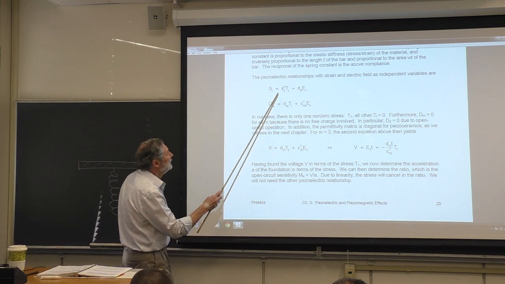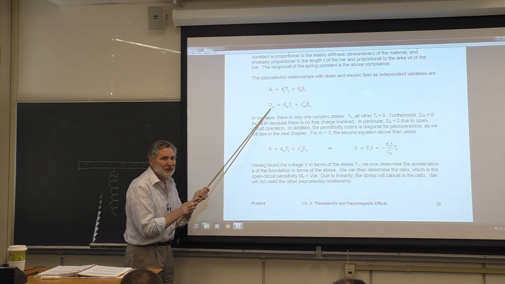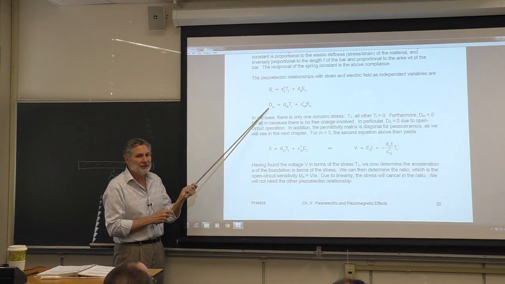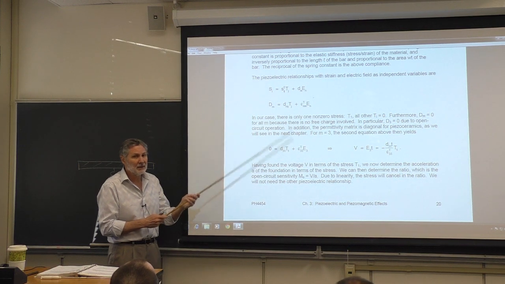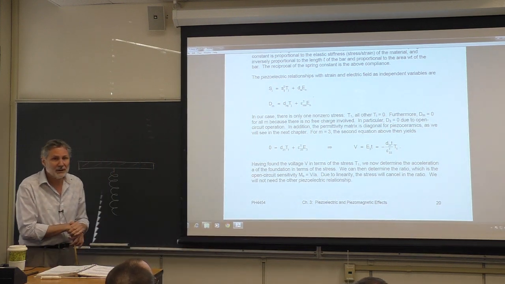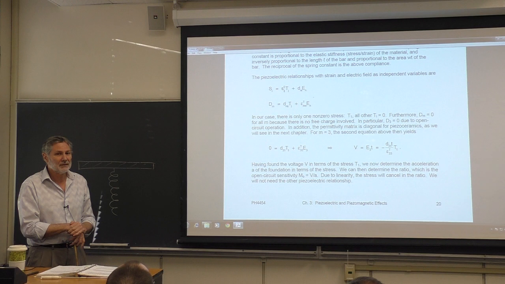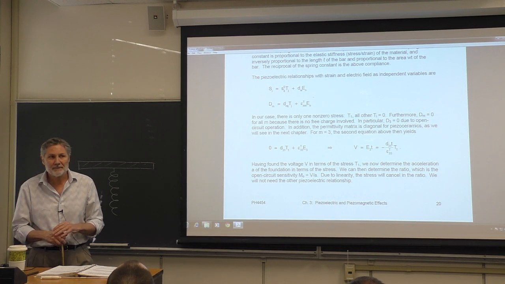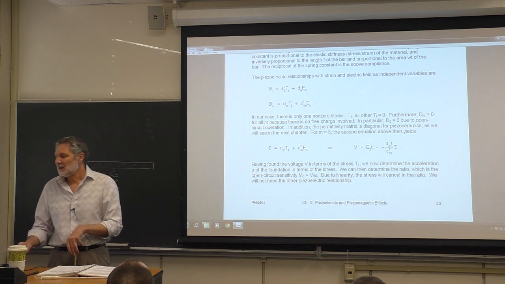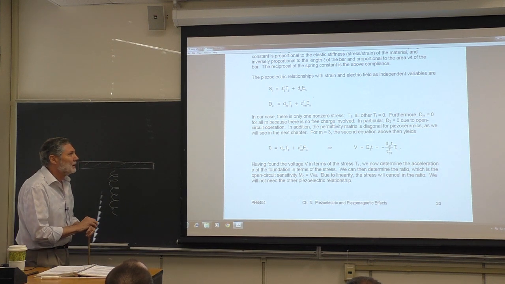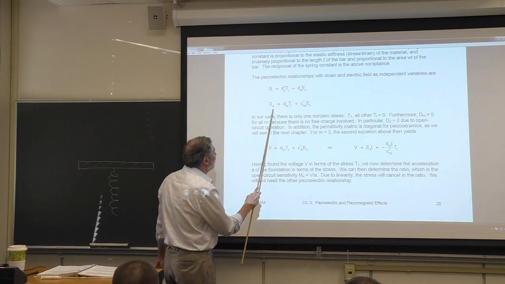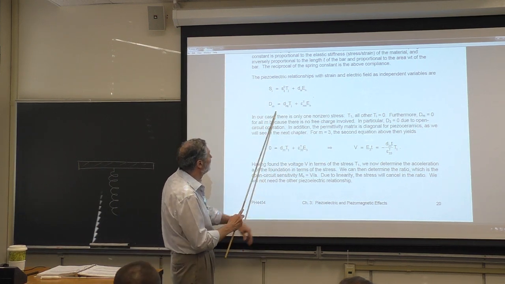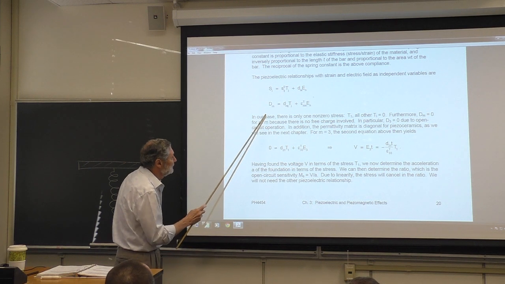Now, furthermore, what's the displacement field? The displacement field is dictated by the free charge. Remember that? The free current and the free charge. What current do we have here? Zero. Yeah, zero. There's no free charge, because we have negligible current. So that's a really nice simplification. All these D's are zero. In particular, D3 is zero. And that's what's going to give us useful information.